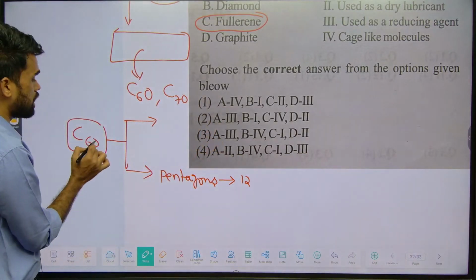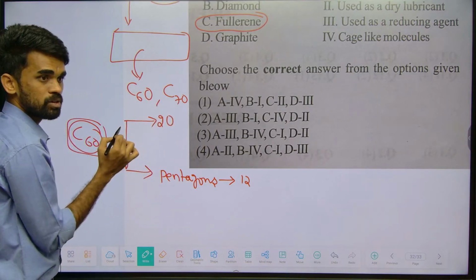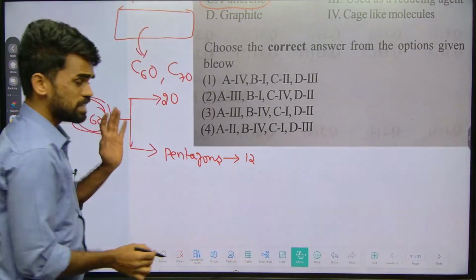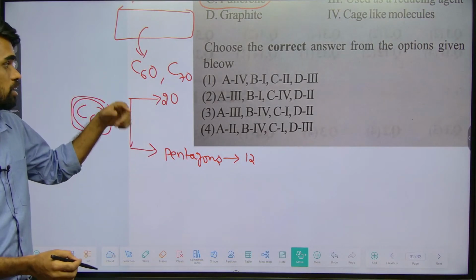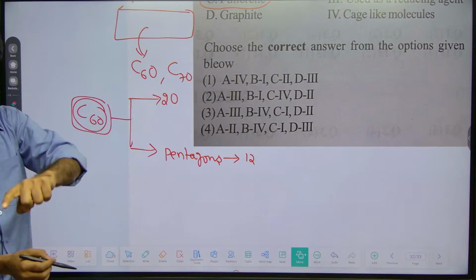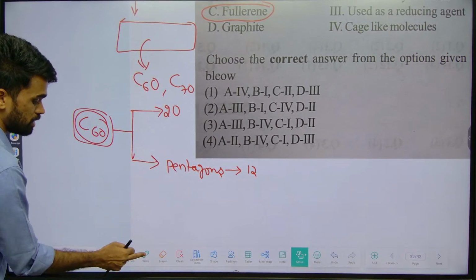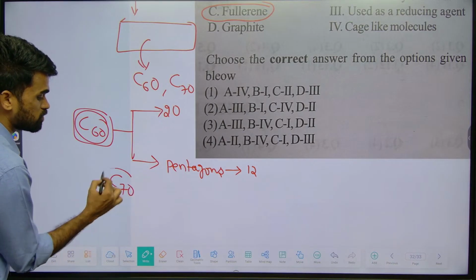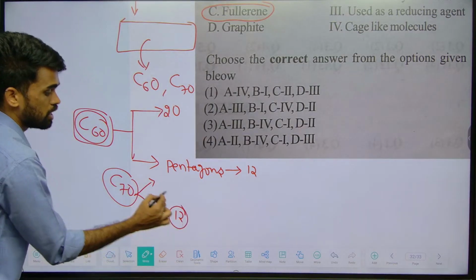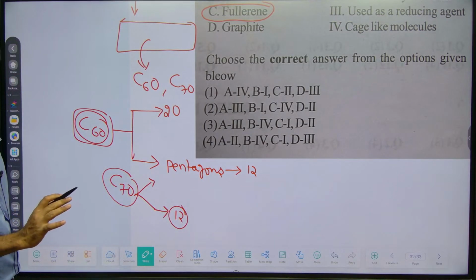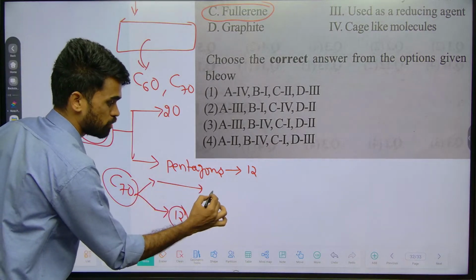Hexagons for C60 is 20. So how many pentagons? 12. How many hexagons? 20. There is a PYQ, that's why I am saying this. Now if they ask for C70, how many pentagons will there be? Pentagons are fixed at 12 only, but hexagons change.